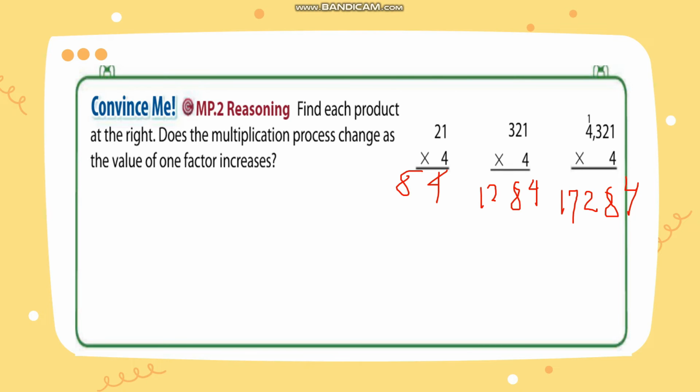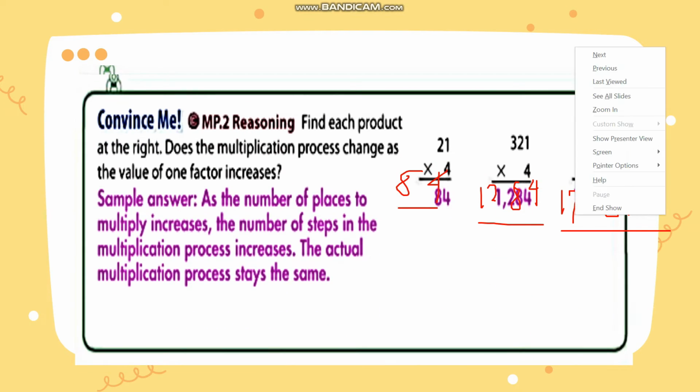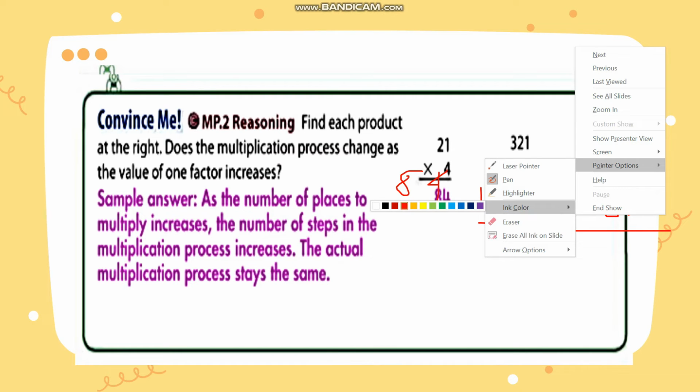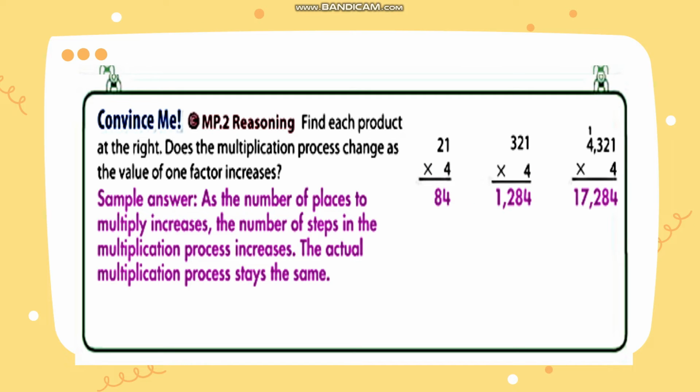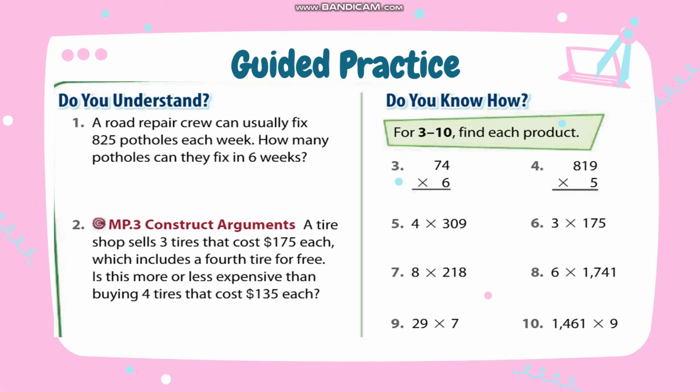So, as you can see, from 84, 1,284, and 17,284, it means as the number of places to multiply increases, the number of steps in the multiplication process also increases. So, the actual multiplication process stays the same. Let's proceed to the guided practice and the independent practice.